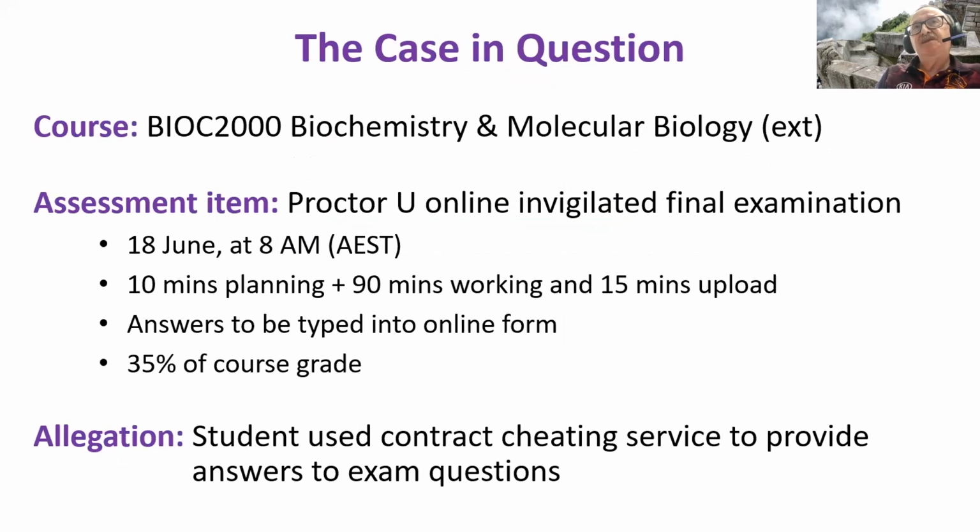So the case I'm going to talk about today was our big second level biochemistry and molecular biology course. This is normally an internal course, but because of COVID, it was run externally. So we've been using Proctor-U online invigilated exams in a lot of our particularly big courses. You can see it was worth 35% of the course grade. Answers were to be typed into an online form, and they had in the order of 2 hours to look at the paper, answer it, and upload.